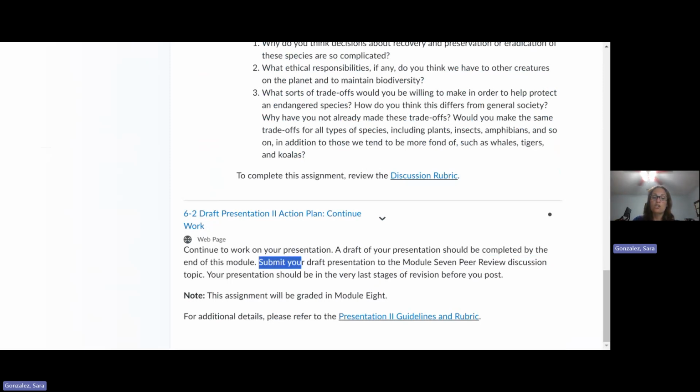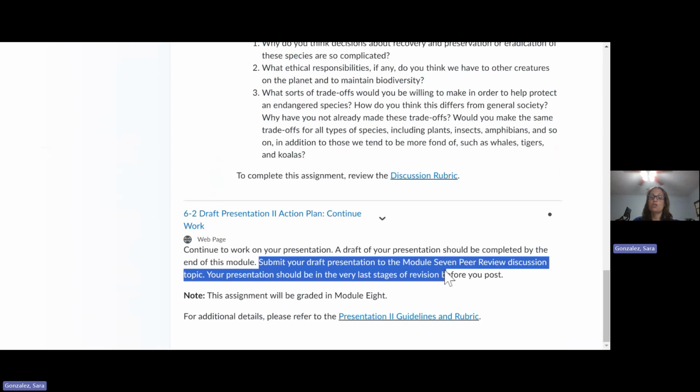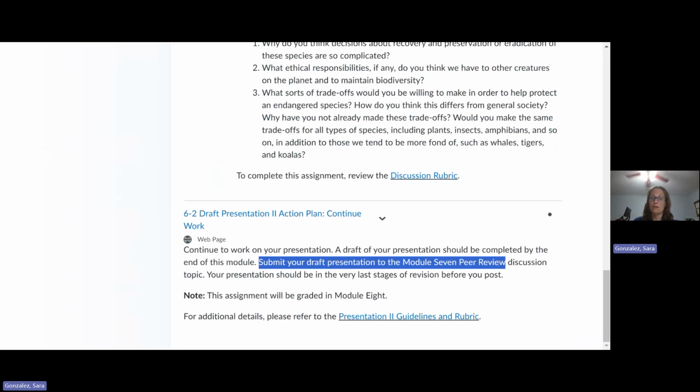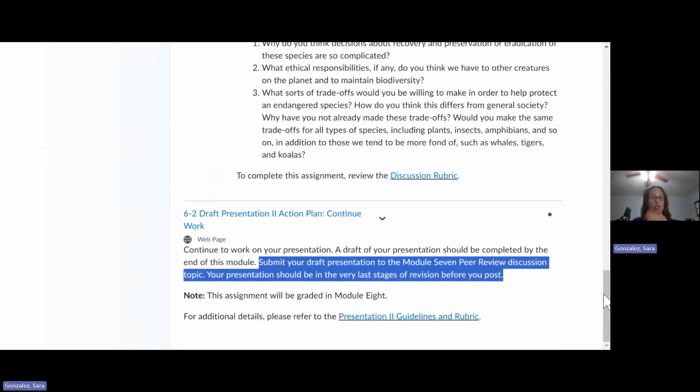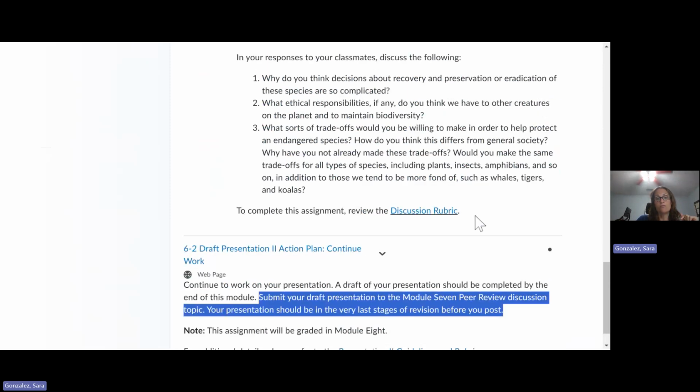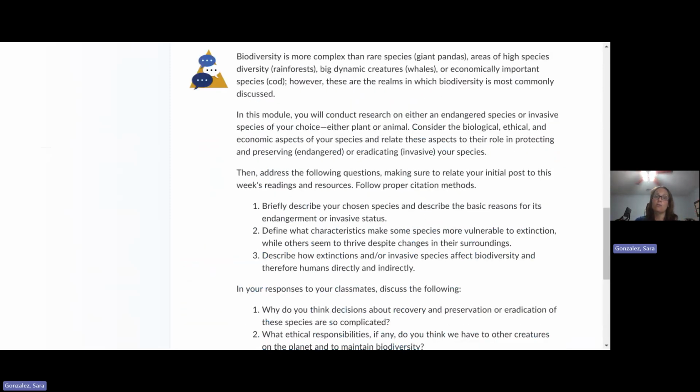Or what you can do as well is you're going to submit your draft presentation to the Module 7 peer review discussion topic. So your presentation should be in the very last stages of the revision before you post that next week to Module 7. So again, nothing due, just be working on it and have it ready to go for your Module 7 discussion, okay? So the only thing this week due, grade-wise, is your discussion. Initial post Thursday and 2 follow-up responses by Sunday.